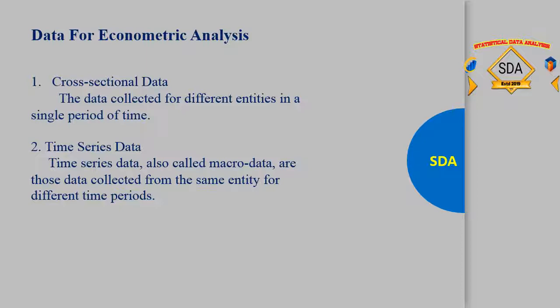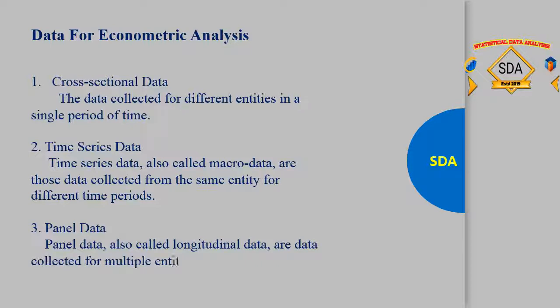The third type of data we face is panel data, which is the combination of cross-sectional data and time series data. Panel data are also called longitudinal data. These are data collected for multiple entities where each entity is observed at two or more time points. Repeating a cross-sectional study at least twice in the same area, same households, and using the same questionnaire, we get the panel data.